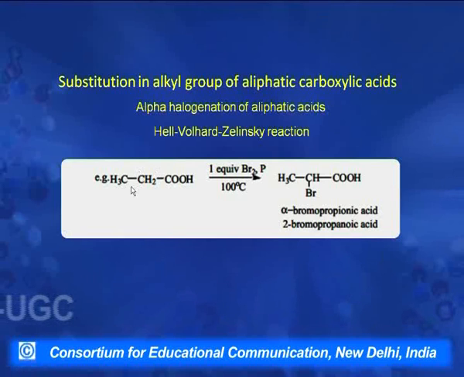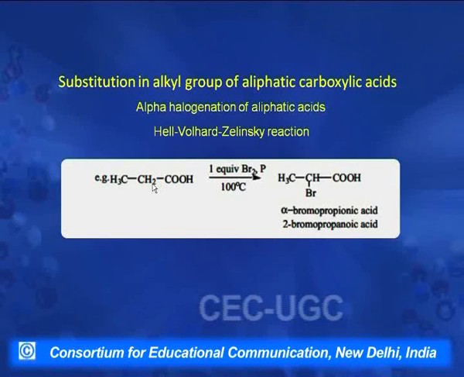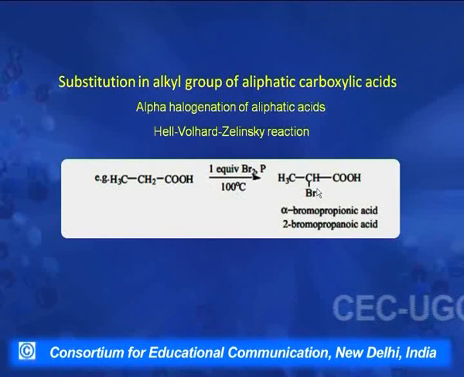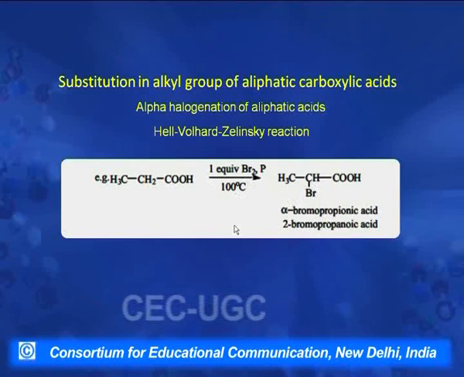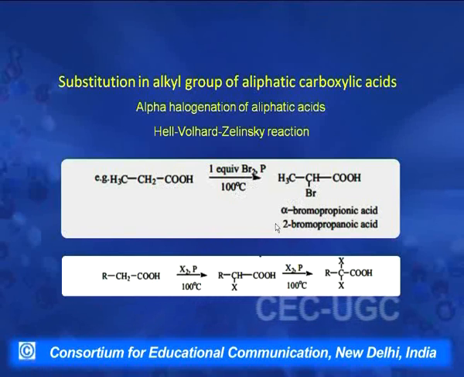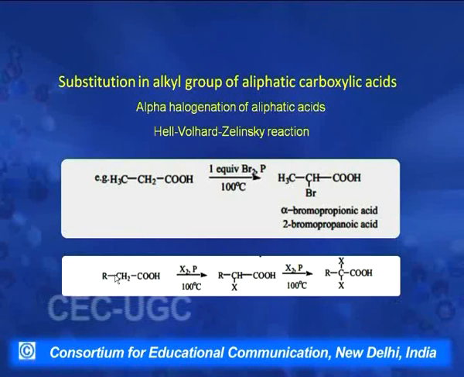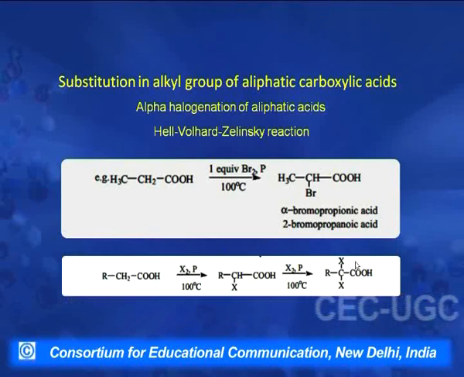Such as we have this propanoic acid, when it is treated with 1 equivalent of bromine, 1 hydrogen will be displaced and we will get alpha-bromopropanoic acid or 2-bromopropanoic acid. But if we take excess of bromine, even the 2nd hydrogen can be displaced and we will get a dibromo derivative. This is shown as a general reaction. If any acid has got 2 hydrogens at the alpha position, in 2 steps both of them can be substituted and we can get di-substituted halo derivatives.